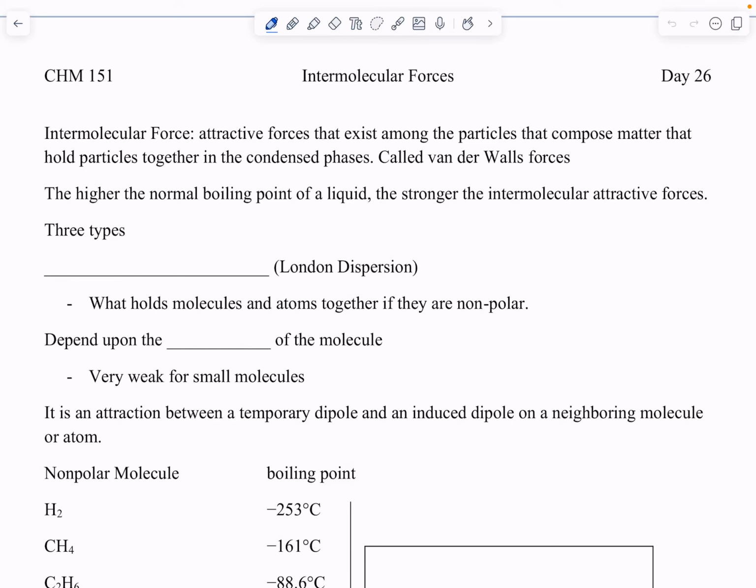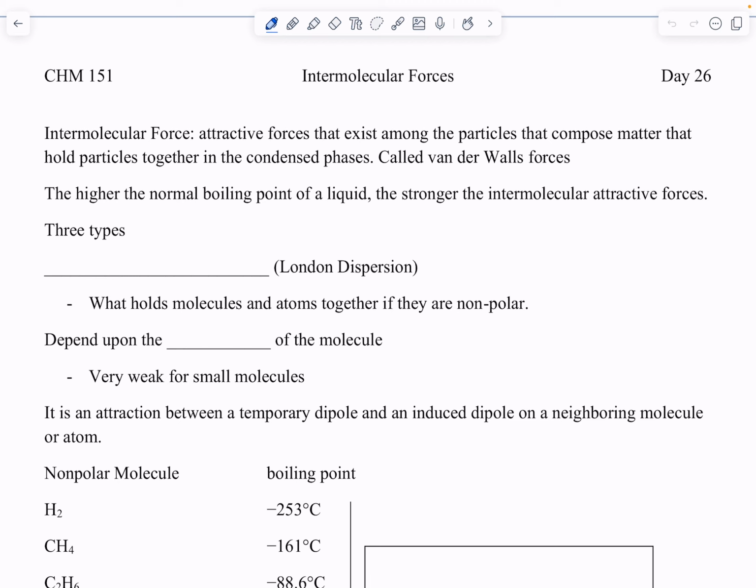We're going to talk about intermolecular forces. Intermolecular forces are between molecules, particles, ions, right there, in between. They are attractive forces called van der Waals forces, and there are three types of these forces. These are not bonds, and we'll distinguish the difference.